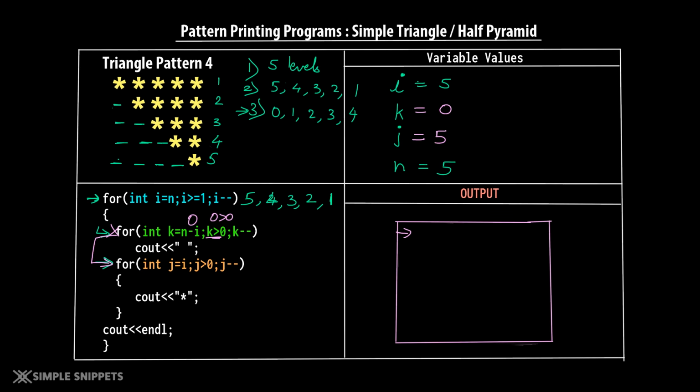Now we say j has to be greater than 0 and j minus minus. So j will take the value of 5. 5 is greater than 0, yes. Then j minus minus will happen. J will become 4. 4 is also greater than 0. Then again j minus minus. So 3, 2 and 1. So once j becomes 0, 0 is not greater than 0, then this for loop will exit. But you can see this for loop is now running for 5 times, taking the value of 5, 4, 3, 2, 1. And inside this for loop, we have nothing but the actual star printed.